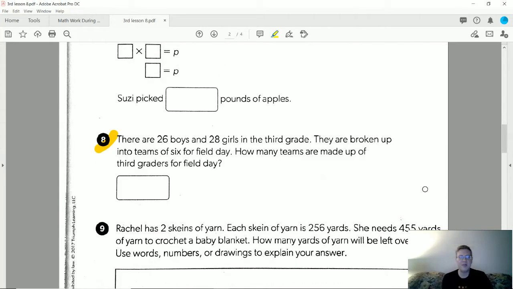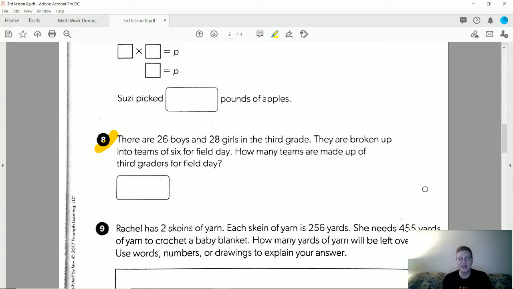Number 8, we have 26 boys and 28 girls in the 3rd grade. That's a very large class compared to what we're used to seeing, but that is what it is. So they're saying they're breaking them up into teams of 6.